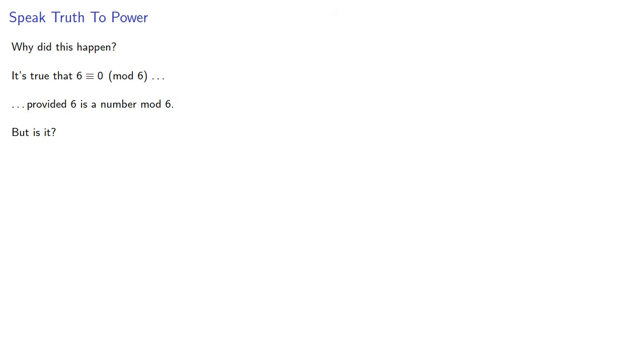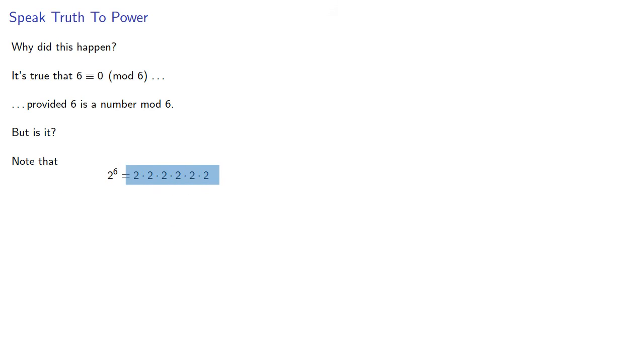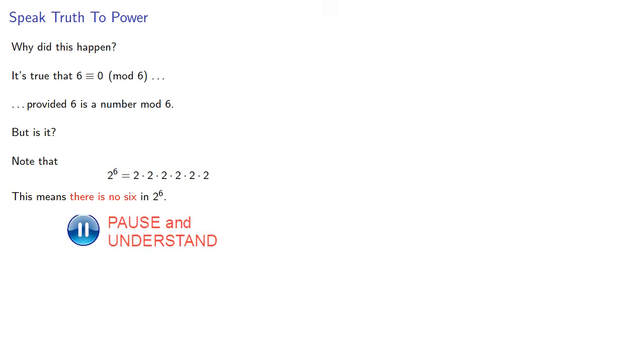Well, note that 2 to the 6th is really the result of taking 6 factors of 2 and multiplying them together. And the thing to realize is there is no 6 in 2 to the 6th. So that means that the 6 as an exponent can't be reduced mod n.